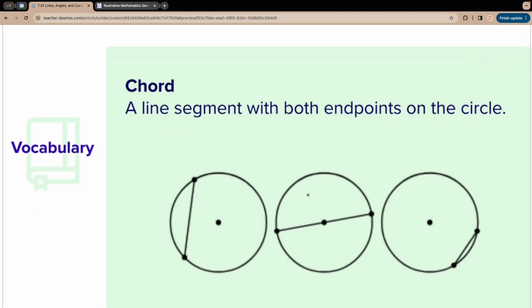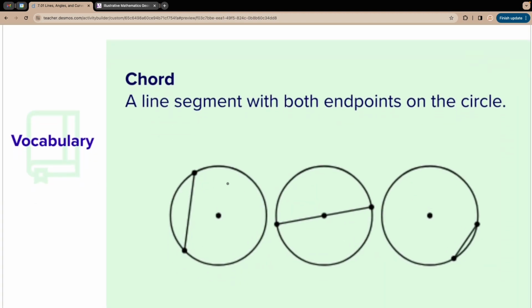And a chord is just a line segment with both endpoints on the circle. So as long as both endpoints are on the circle and that line segment's in the circle, that is a chord. So there's a chord, endpoint on the circle, endpoint on the circle. Here's a chord, endpoint on the circle, endpoint on the circle. Here's another chord. So if something goes outside the circle, no longer a chord.